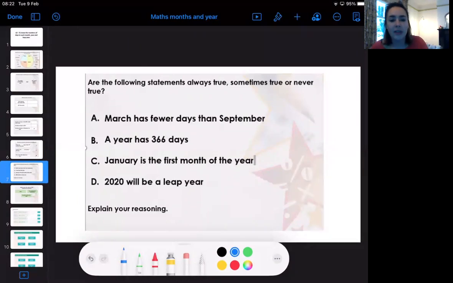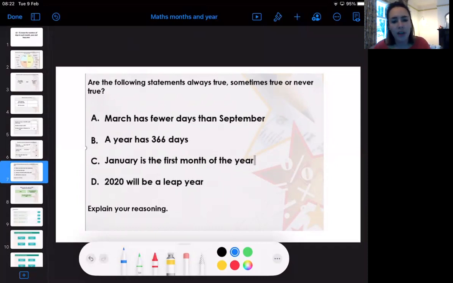A, March has fewer days than September. We'll come back to this. I'll just read them out first. B, a year has 366 days. C, January is the first month of the year. D, 2020 will be a leap year, was a leap year because we've already had 2020. And it says explain your reasoning. Let's look at A together. If you'd like to go independently, pause, have a think, and then come and check back.